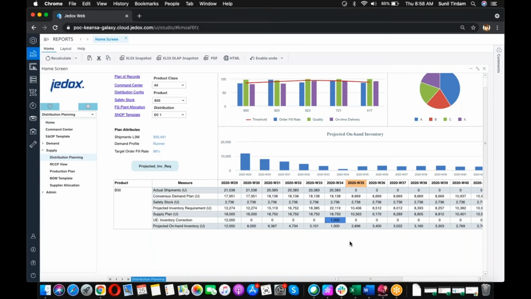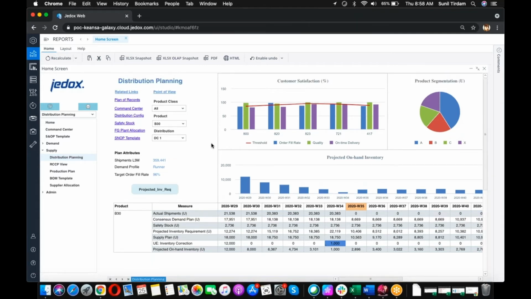So if it's maintained above or below the safety stock, or if it's depleting, that would be our projected inventory requirement. Our projected inventory requirement is at a distribution level here. From here, it then needs to be split to a plant level, which then gets into production.